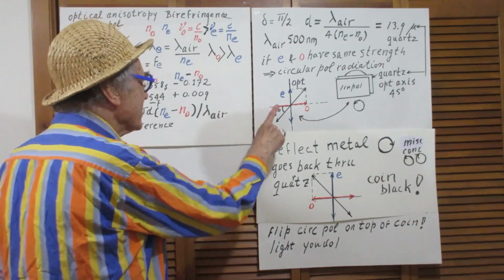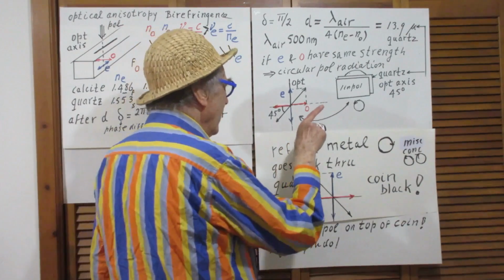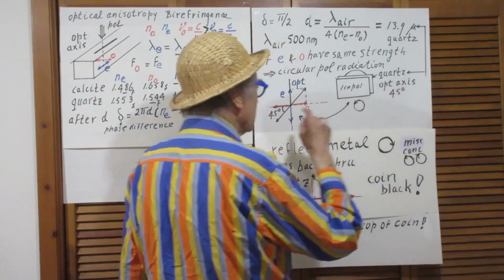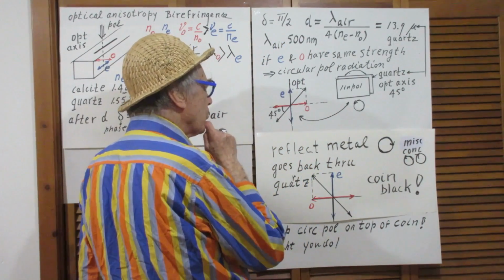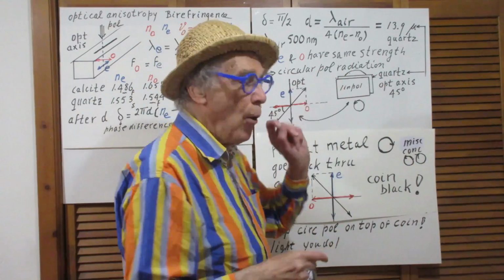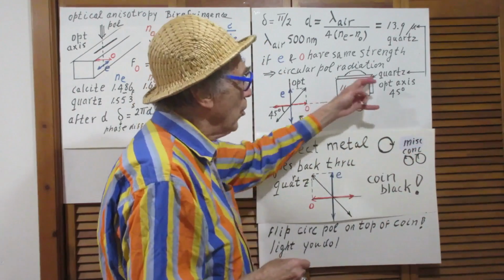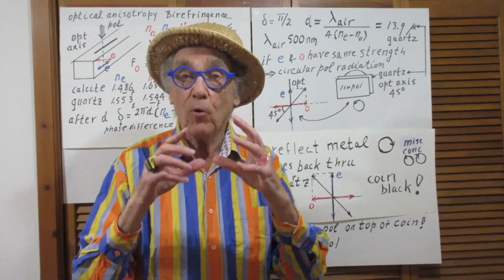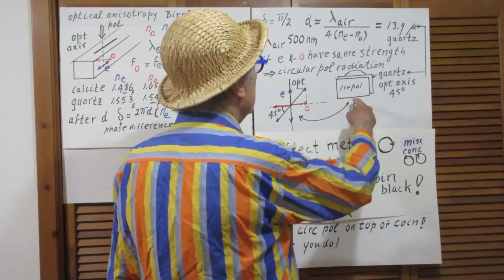So the key is that you have linearly polarized light, polarized in the direction which is 45 degrees different from the optical axis, so that the extraordinary and the ordinary component have the same strength. I then move it through a quarter wave plate, in this case quartz, and what comes out, and that means what hits the coin, is now circularly polarized light, polarized in our case in this direction.